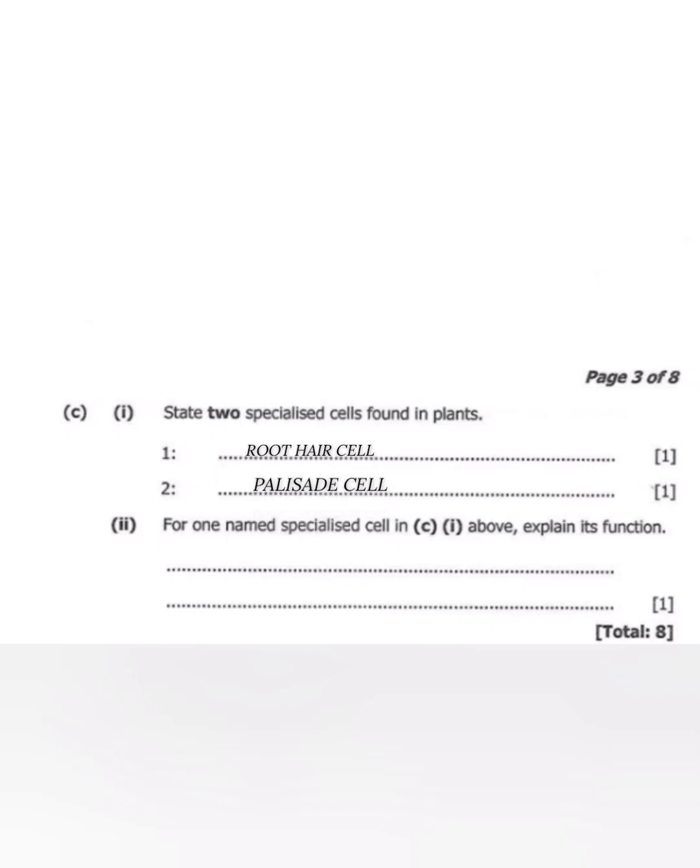The next one, Roman numeral 2, says, for one named specialized cell in C, Roman numeral 1 above, explain its function. Here I'm going to choose the root hair cell. The root hair cell absorbs water and mineral salts. The palisade cell is the site for photosynthesis. So that's the last one for question 1.